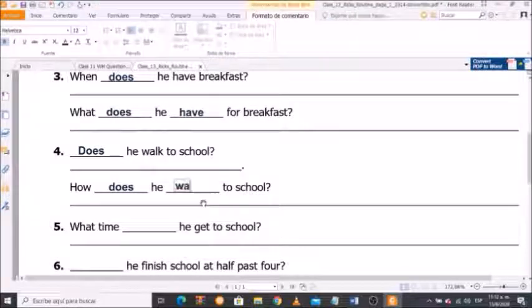Recuerden también, que también lo mencionamos anteriormente, que a pesar de que nuestro sujeto sea he, fíjense que el verbo no debe llevar ese, porque esto es una pregunta. How does he walk to school? No, sorry. How does he go to school?